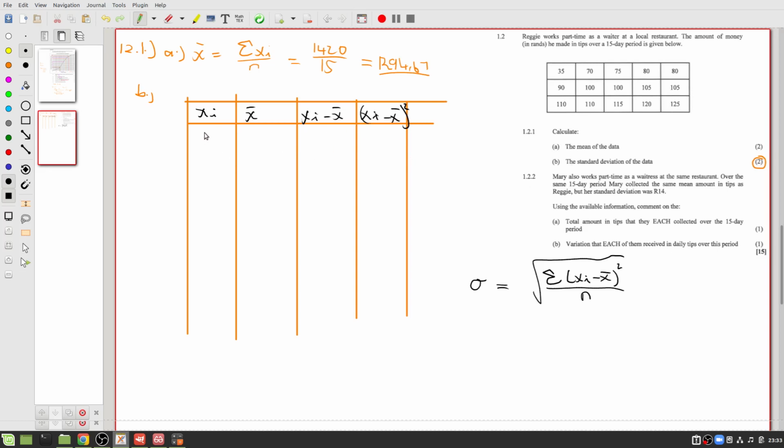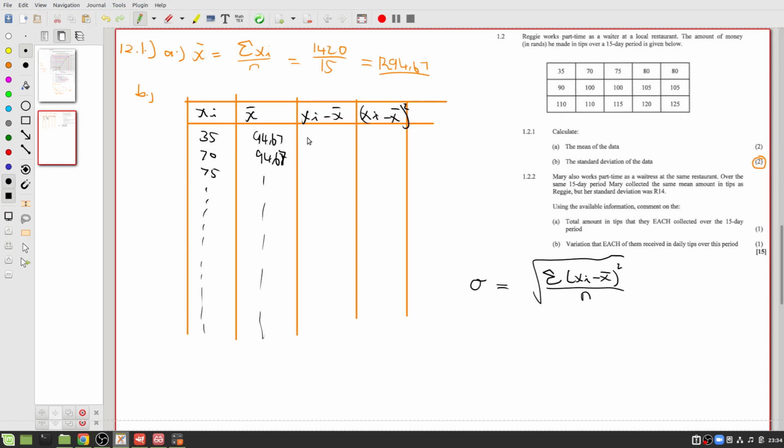Alright, so we put in all the values, so the first value 35, and then 70, 75, etc. You put in all the values. Then you put down the mean. So the mean is 94.67 everywhere. So you just put that down. Now the difference between the two, so you take this minus that. Doesn't really matter which way around you minus because we're going to square it anyway. So if it's a negative, it'll just fall away. So you just put in what this value is.